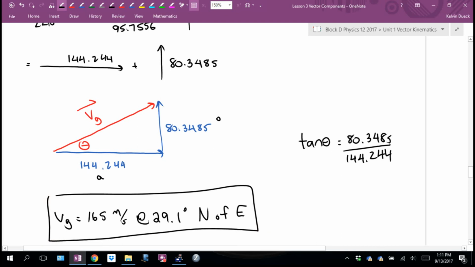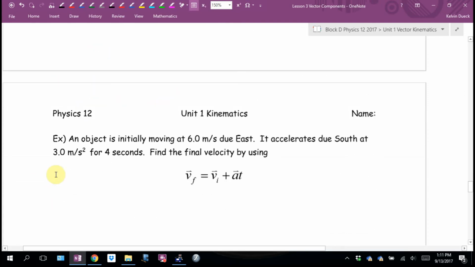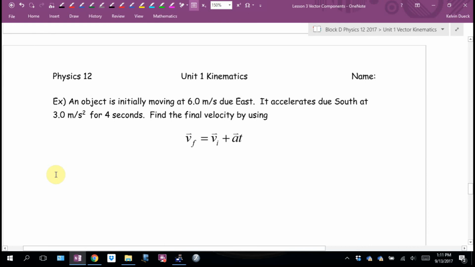It's a long question, but actually, if you break it up into steps, it's Math 8 and Math 9 just done about 5 times in a row. Little Pythagoras, little SOHCAHTOA trig, and just be careful. Last one and we're done. Just to let you know that all the stuff that we learned last year in Physics 11 still works in vector land. An object is initially moving at 6 meters per second due east. It accelerates due south at 3 meters per second squared for 4 seconds. Find V final by using VF equals VI plus AT.